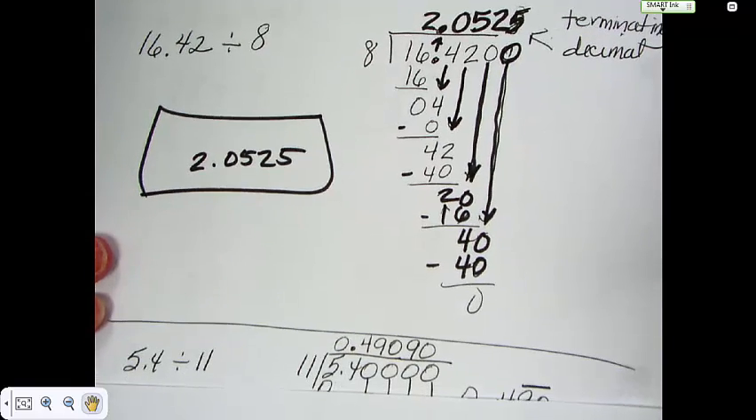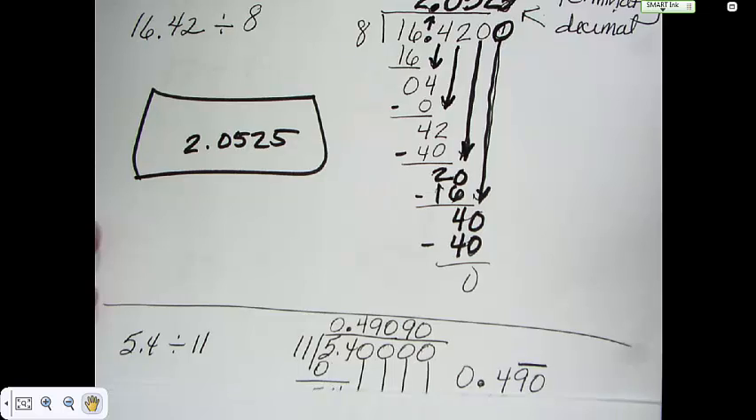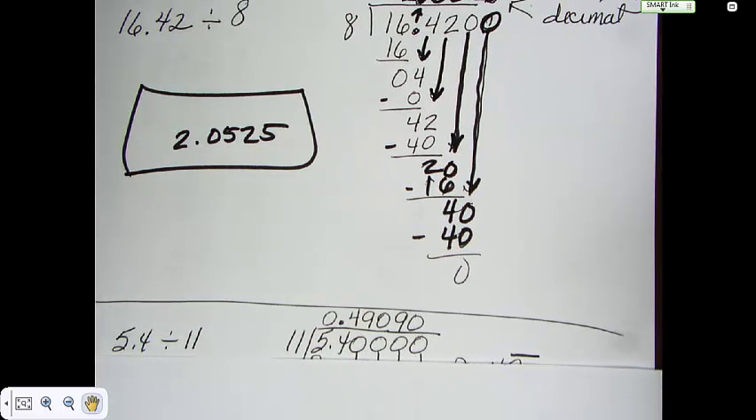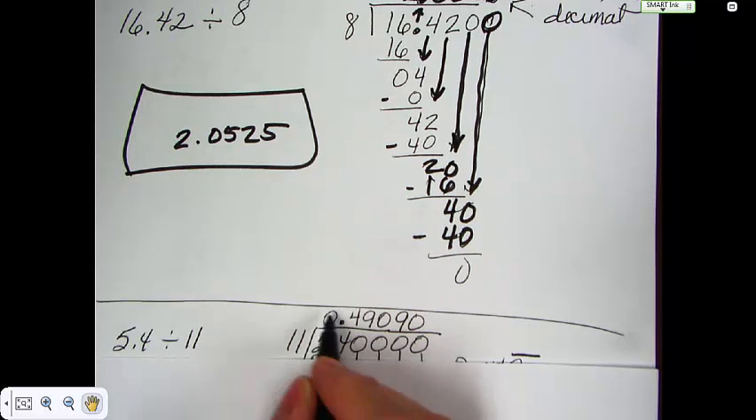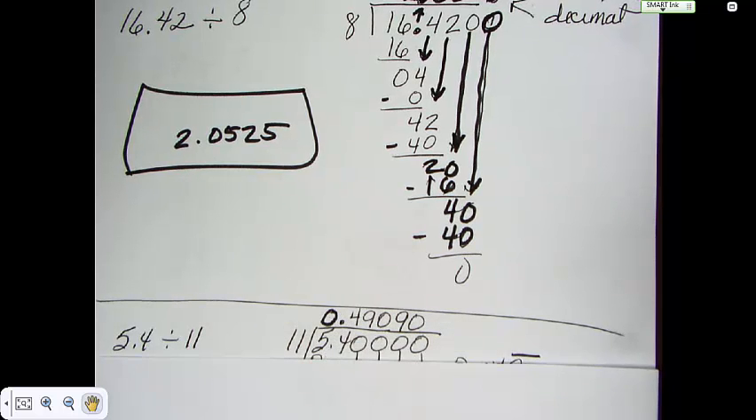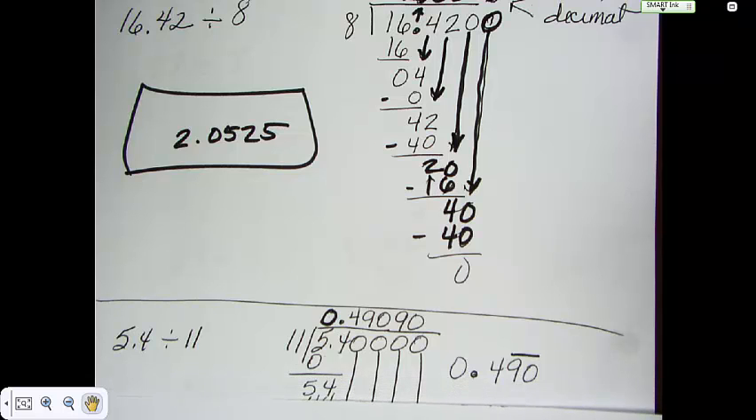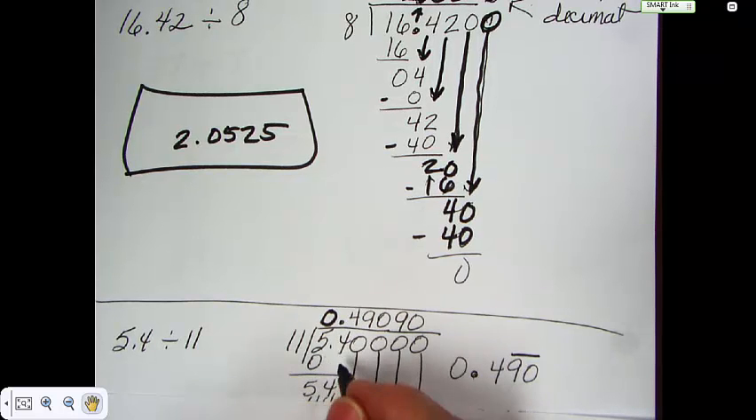Okay, here's another one. Now this one's an interesting one because I don't think we're going to end up with a terminating decimal. 5.4 divided by 11. 5.4 goes in the box, 11 on the outside. 11 doesn't go into 5, so you have a 0 here. Put a 0, bring down your 5, bring down this 4. Okay, you have 54.